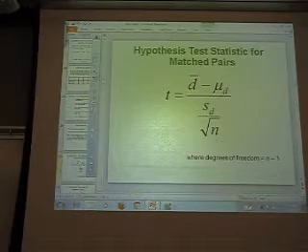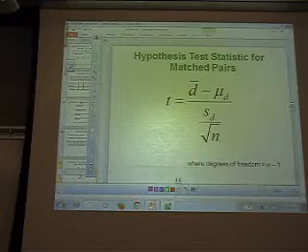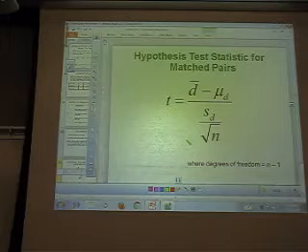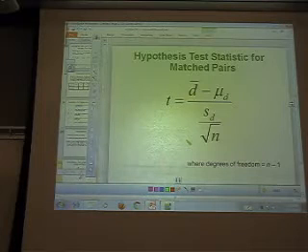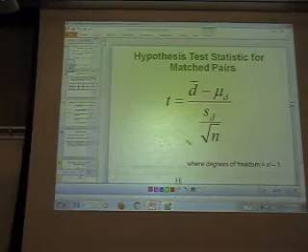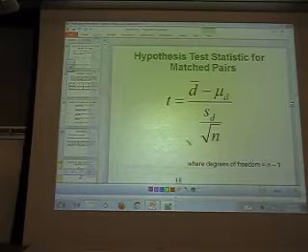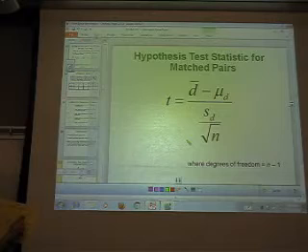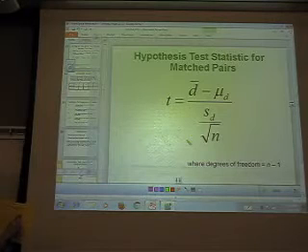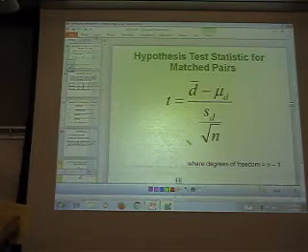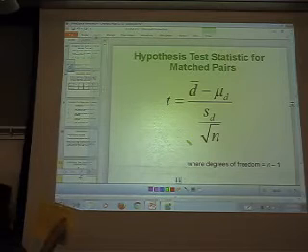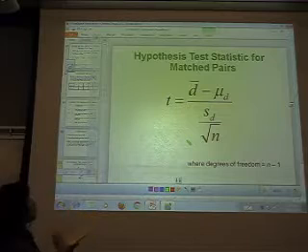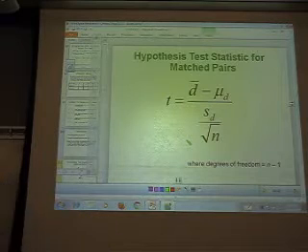The hypothesis test is very, very similar to your single sample test. I'm going to look at the single sample one here: hypothesis test, one mean. T equals X bar minus mu over s over square root of n. This is almost the same, only instead of X bar, it's D bar. You can think of that as X bar sub D if you want.